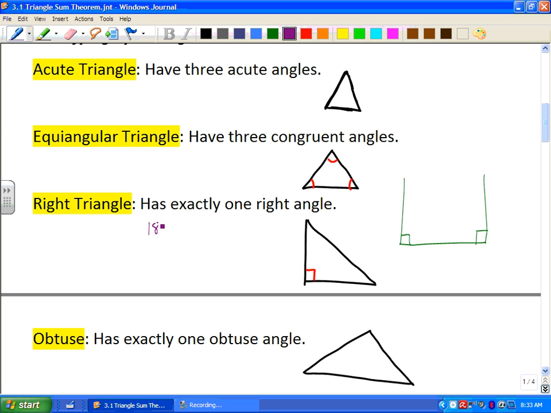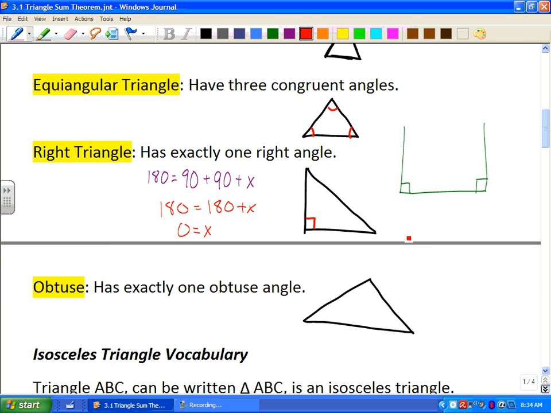180. So if I have 180, and I know one of them is 90 degrees, plus 90 degrees, plus a third angle, doesn't that say 180 equals 180 plus the third angle? And if I subtract that, I get 0 equals x. Do I have a 0-degree angle? I can't have it. So mathematically, you cannot have more than one 90-degree angle, both mathematically and you can look at it using a picture.